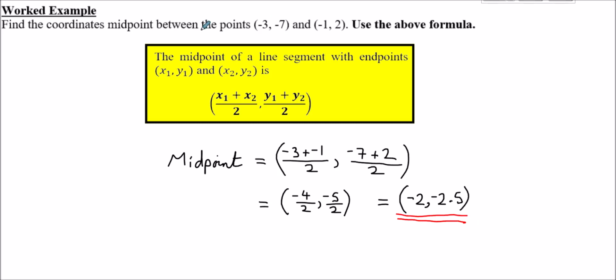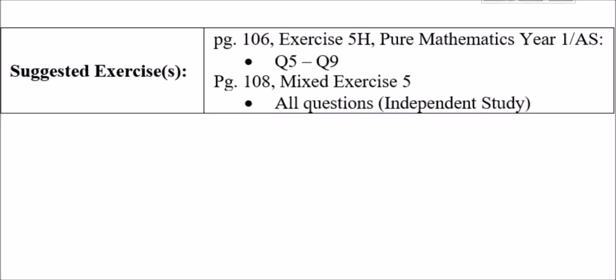Now, finally, over to you. This is the last thing we'll do on these straight line graphs. We might recap it at the end of the year, for example, or here and there in space reps. But go to page 106, exercise 5H, try questions 5, 6, 7, 8 and 9, and then mixed exercise 5 for some suggested independent study. Try and just smash out those questions if you can.